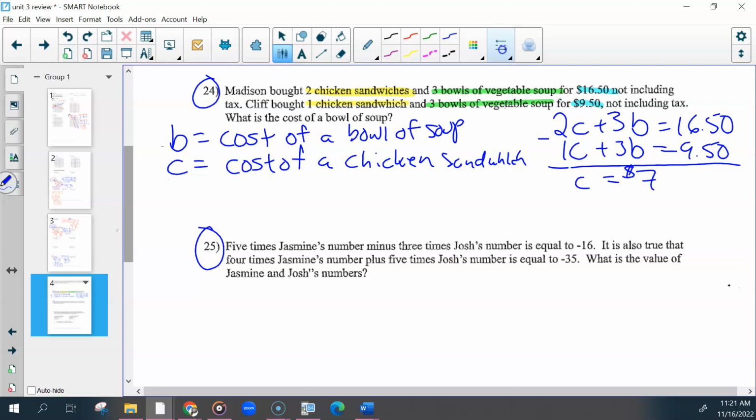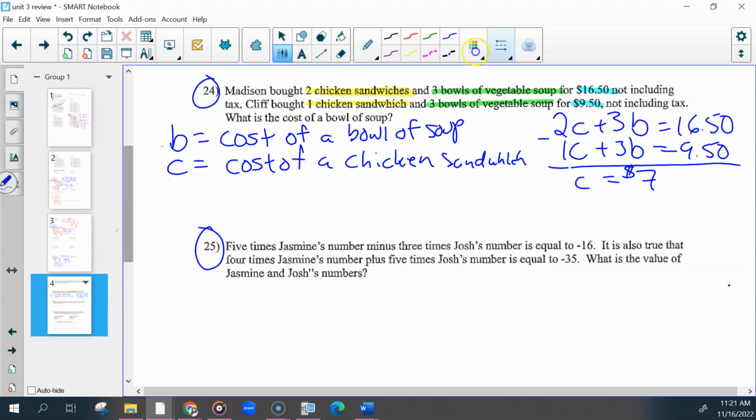Be specific with your labels. If we're looking for costs, your label should be dollars or cents. If we're looking for a number of whatever, or number of points, number of whatever, make sure you put that label.